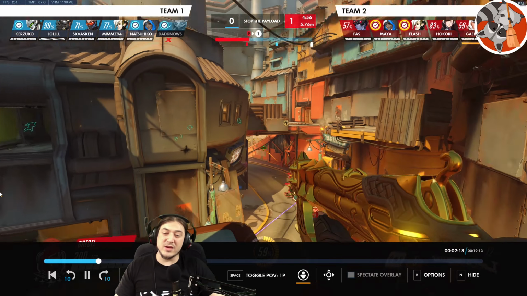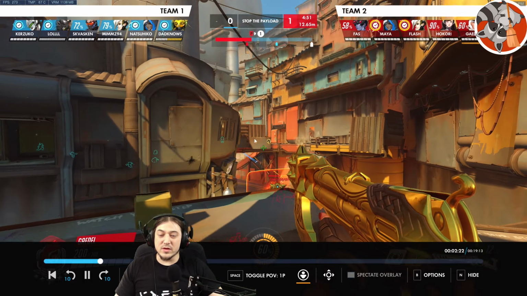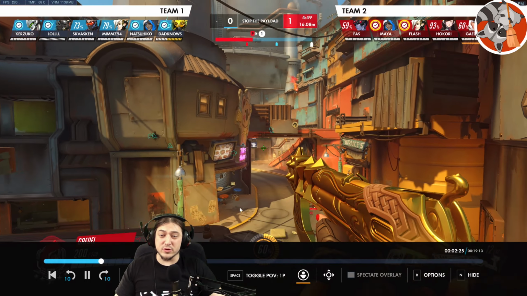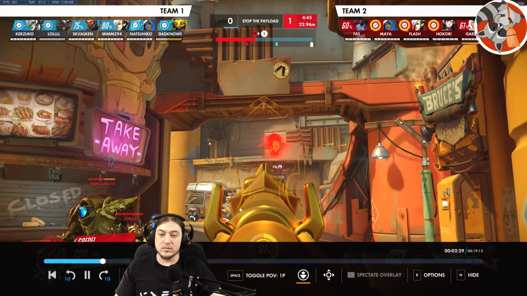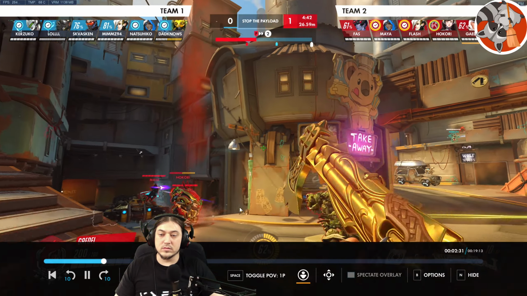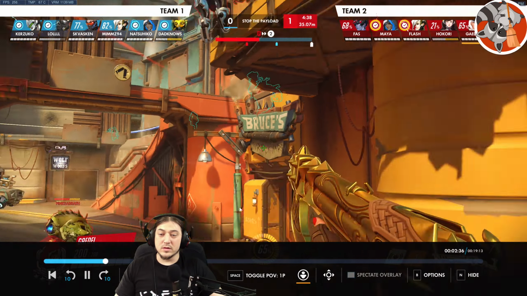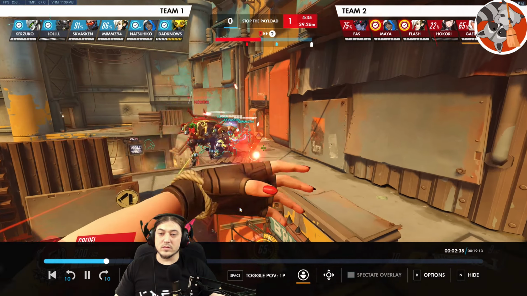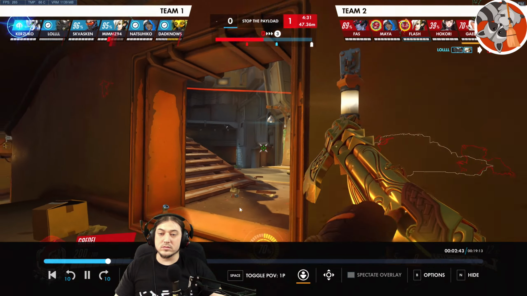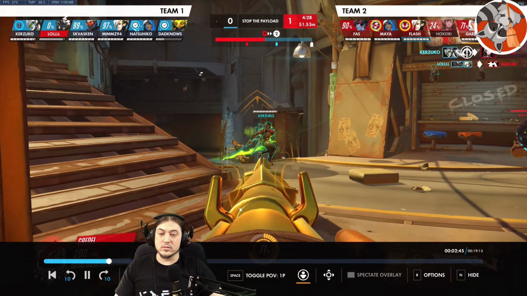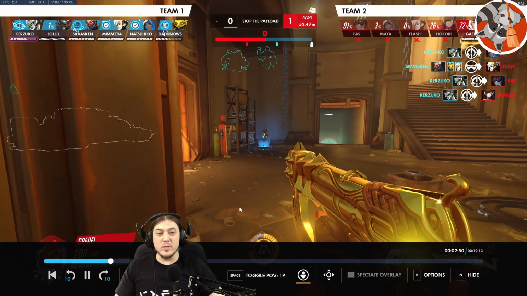Too low. Now I'm looking on the road. So, yeah. So I need to look a little bit more with my eyes and crosshair in general. Looking too low. Too low. I think we are making progress.